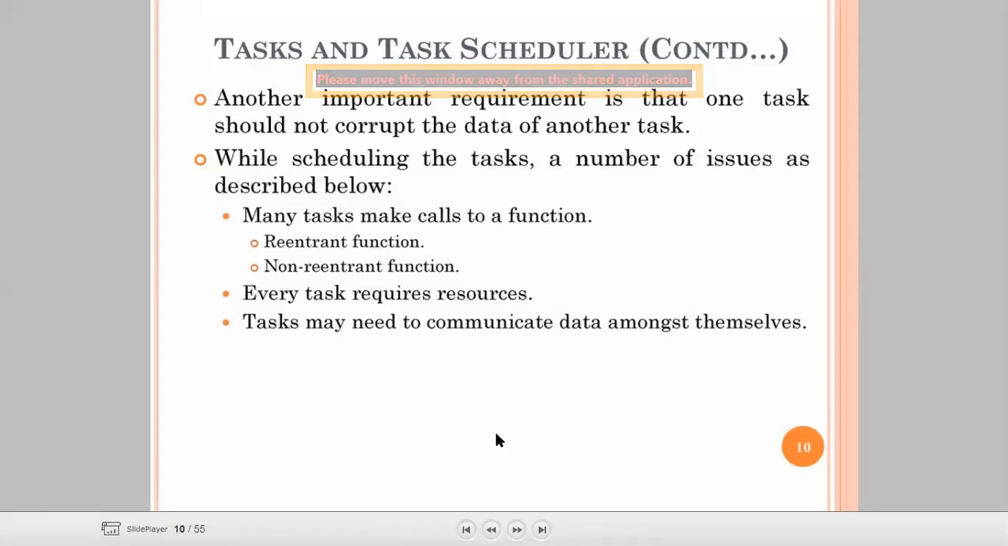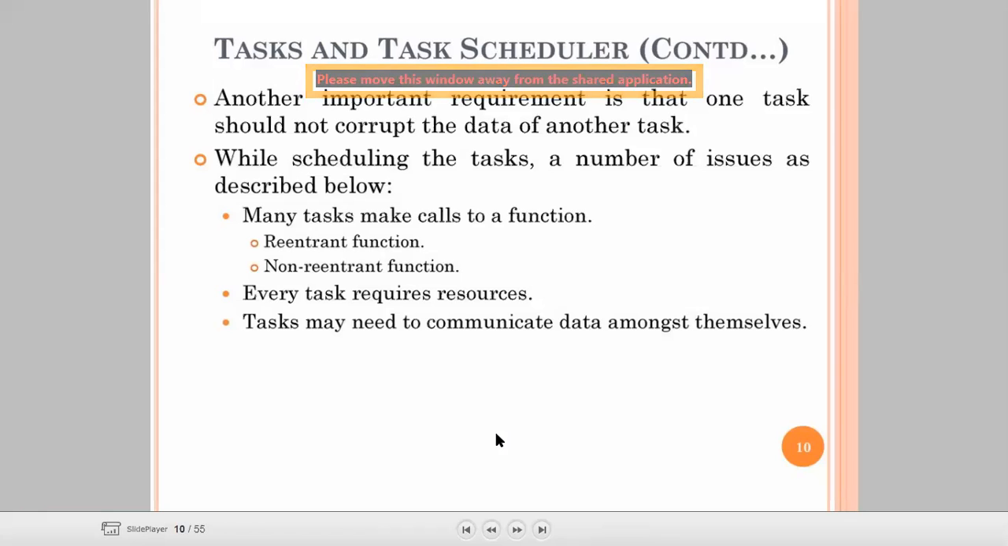I will explain the point very clearly, in terms of re-entrant functions and non-re-entrant functions. It is best explained with an example, with real-time examples. I will explain in detail, clearly, in the upcoming classes. Understand?